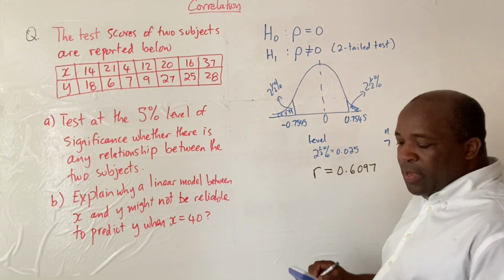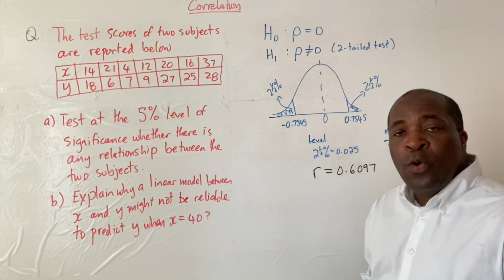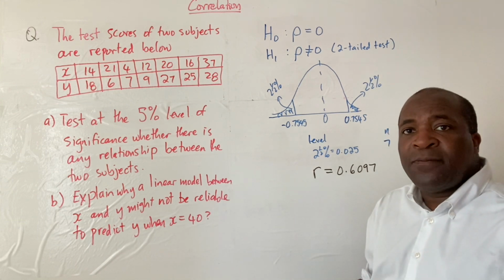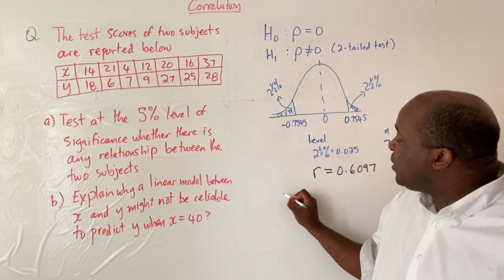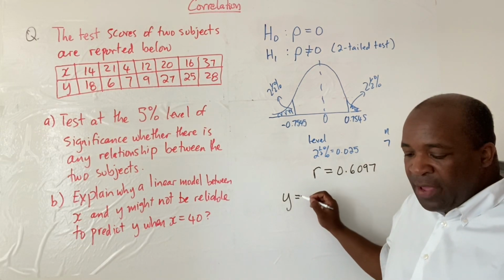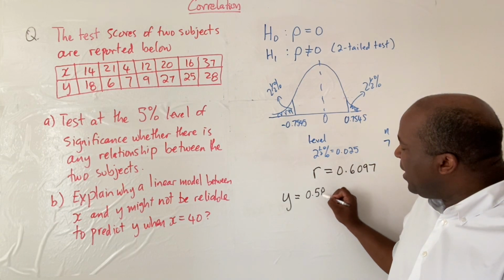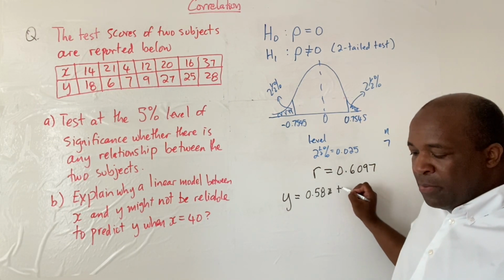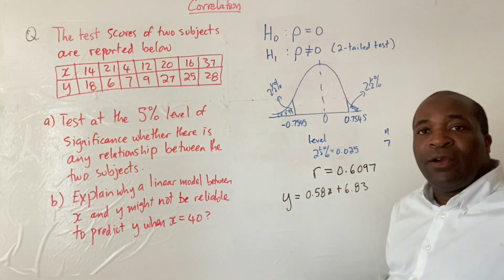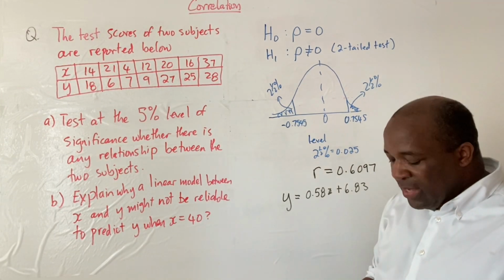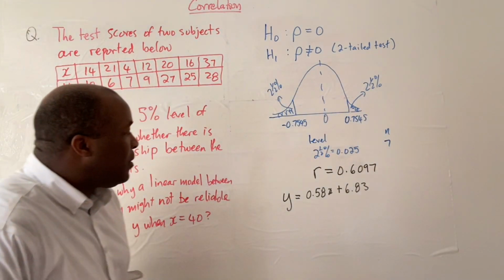0.6097. Okay. Now your calculator will also provide you with the coefficients for the linear graph that you would be using to fit against the data. So if I wanted to, I know that my equation would be 0.58x plus 6.83. That would be the equation of the linear line that would fit these data if I wanted to.